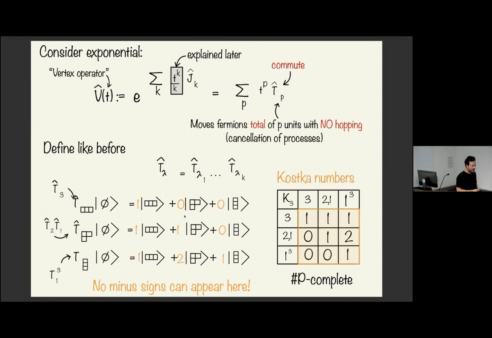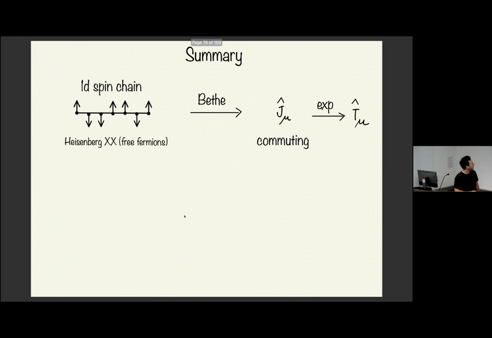And so you recover exactly these Kostka numbers. And this one has been shown to be. Okay, so to summarize, what is it that we found?